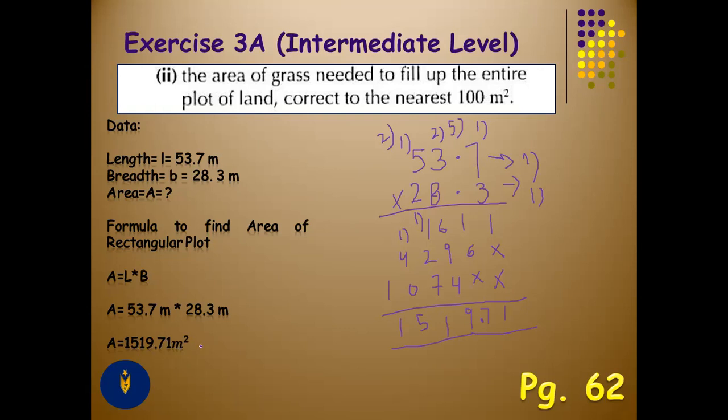1519.71 meter square. So we solved it manually, if you have to solve. If not, if calculator is allowed, so you may use calculator to solve this value. So multiply these two values. Okay, I am going to erase here.